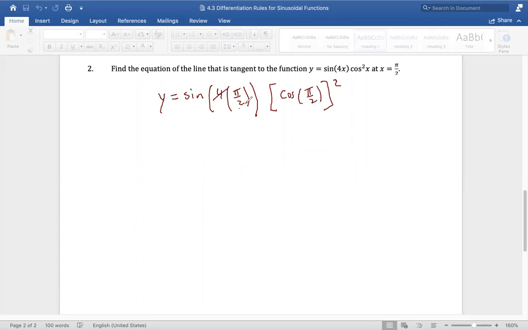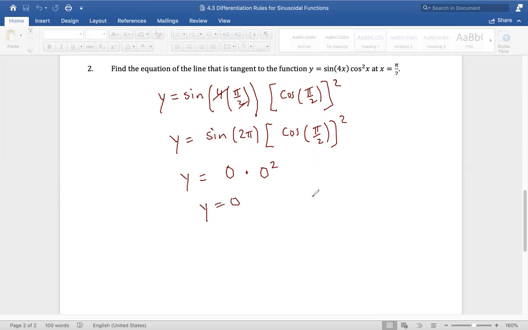So again, this is 4 divided by 2. Just to simplify, that could be sine of 2 pi, multiplied by cos of pi over 2, that value squared. They're multiplied by each other. So what's the sine of 2 pi? If I go to my sine curve from 4.1, go to 2 pi, be careful, double check it, 0, times. What's cos of 90 degrees? Go to my cos curve, go to 90 degrees or pi over 2, and I get 0 as well, squared. So again, 0 squared times 0, my y value is 0.